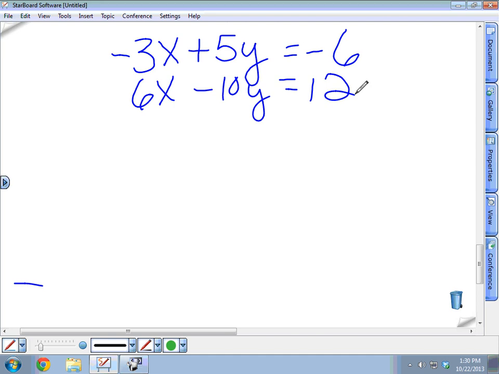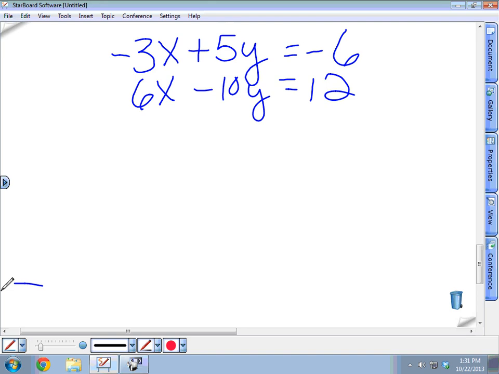I want to get rid of one of my variables. So which variable do you want to get rid of? You can do it for either one, Maggie. Which one would you like to get rid of, the x or the y? And there's no right answer. It's whichever one you want to do. All right, you want to get rid of x. So here you have minus 3x. Here you have 6x. So those have to be opposites in order to get rid of one of them. So you're going to have to multiply one of those equations by something that's going to make it the opposite of the other. So which equation do you want to multiply? The top or the bottom one?